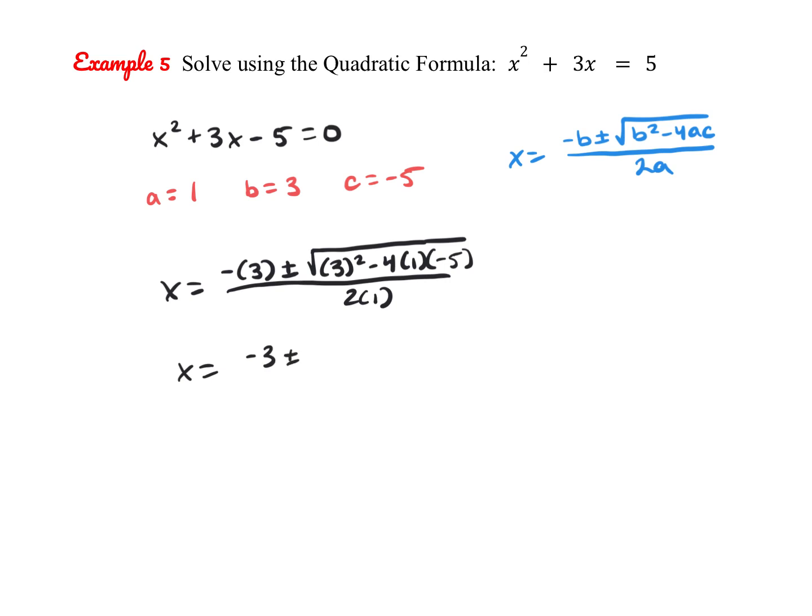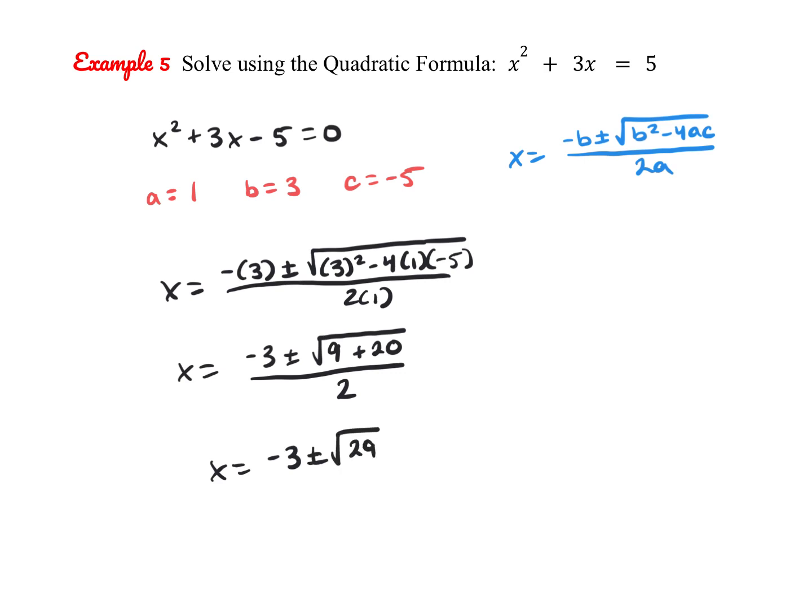So here we have negative 3 plus or minus the square root of, and even take another step here. 3 squared is 9. Here we have a negative times a negative, so it becomes plus 20. I'd say that this area right here is the most common place I see mistakes. A lot of people forget that they're multiplying. This is minus. So you just need to be really careful in this step. That's where I see 99% of the mistakes being made.